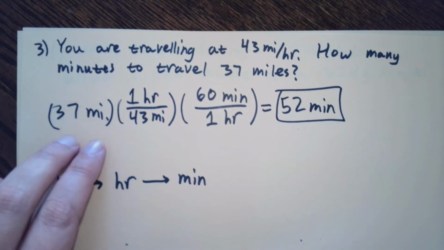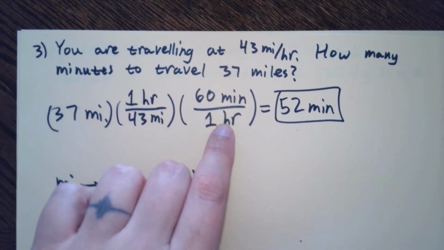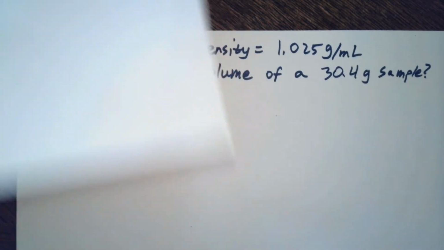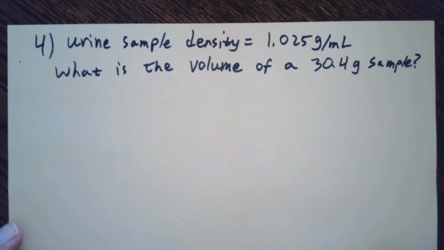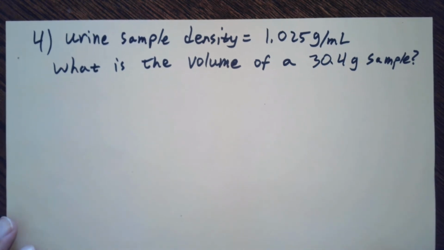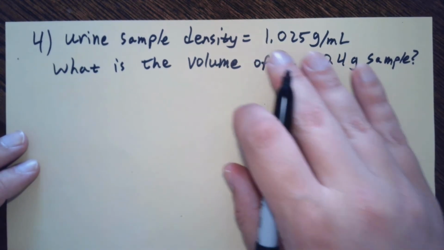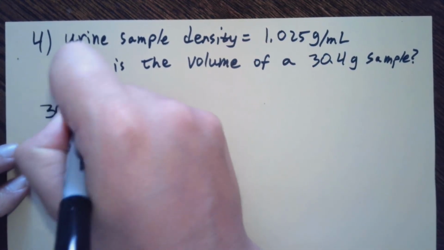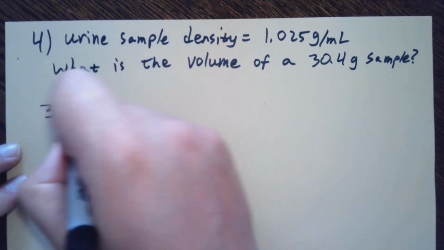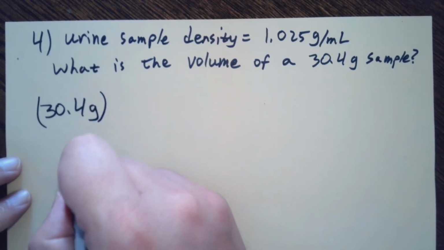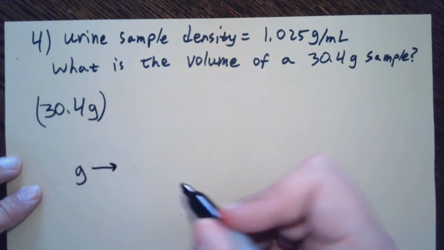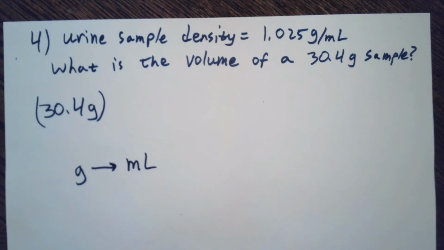Alright, and again, it's just that setup. It's just taking the numbers we're working with. This was a conversion we had to kind of pull from the outside, so 60 minutes in an hour. Alright, good old, it's not a conversion factor worksheet without a urine sample showing up. So here we go. We've got a density, we've got a mass. So the number I'm most comfortable starting with would be the one without the compound unit. So 30.4 grams, and we want to go from grams to, I don't believe it specifies a unit, so we'll just say milliliters. Hey, this is a one-step problem.